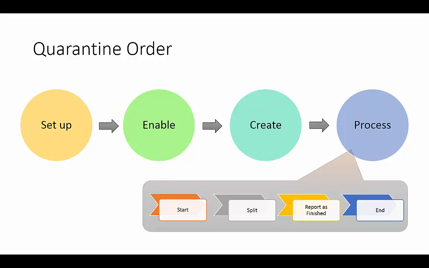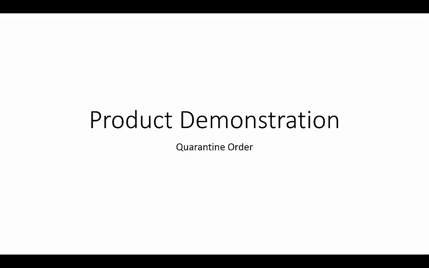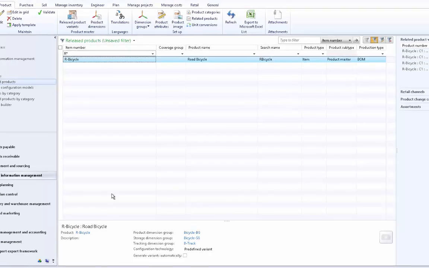Once quarantine inspection is completed, goods can be released to be received in the warehouse, and this can be done by reporting quarantine order as finished. Once quarantine order is reported as finished, warehouse manager will receive the goods in the inventory. Alternatively, we can end the quarantine order to receive the goods in inventory directly. Let us review the product demonstration of how to create and process quarantine order in Microsoft Dynamics AX 2012.